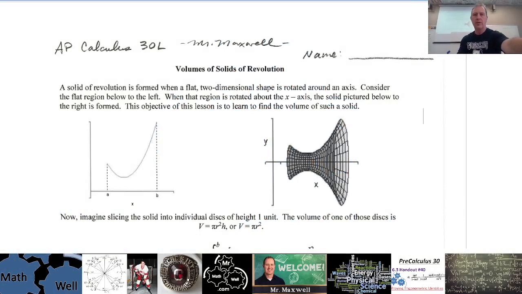All right, so today we're taking a look at volumes of solids of revolution. You should have a handout in front of you. If you don't have that handout, it should be available on the website.